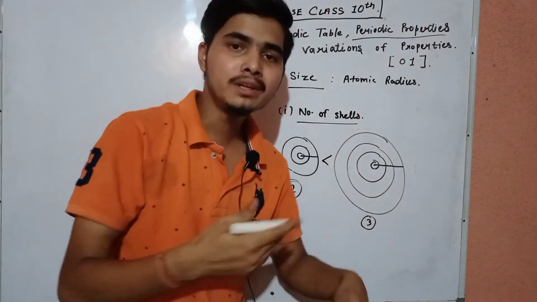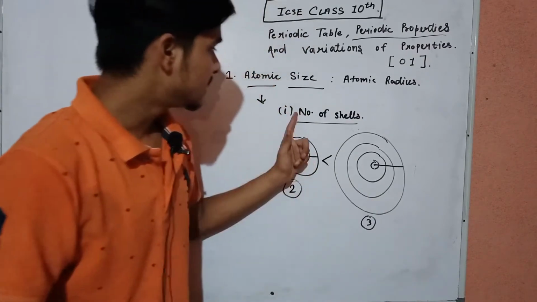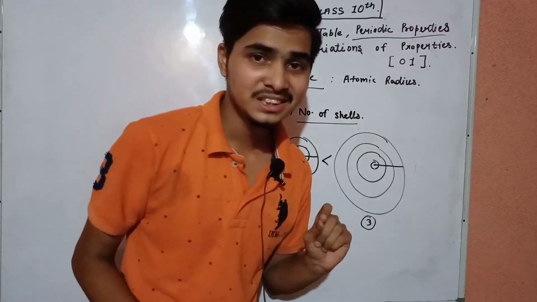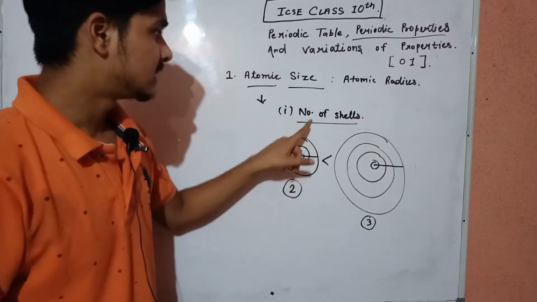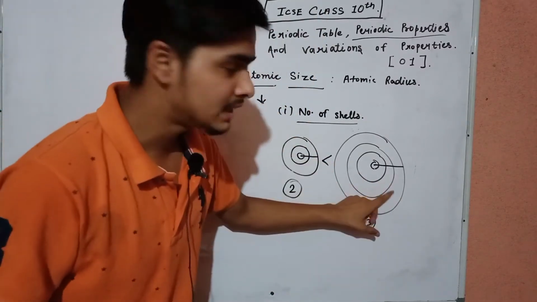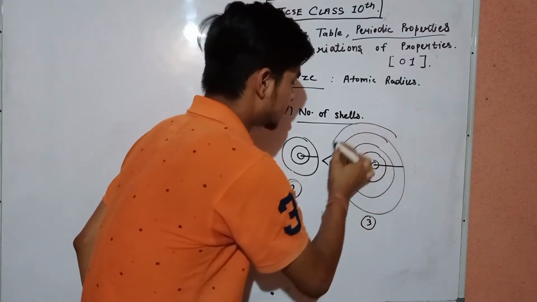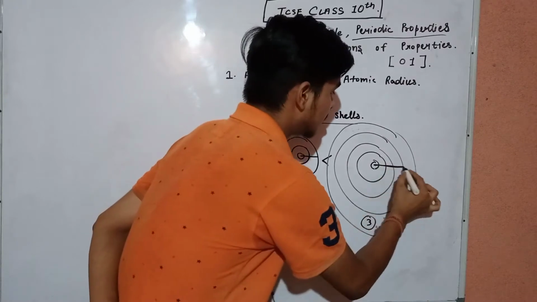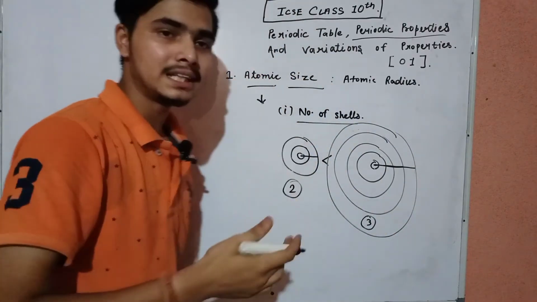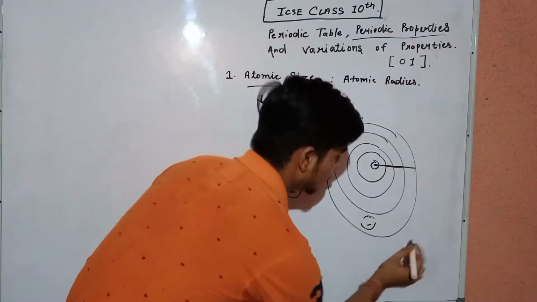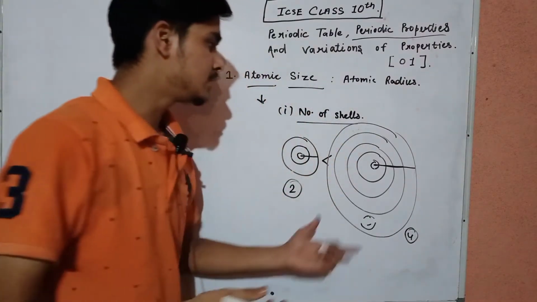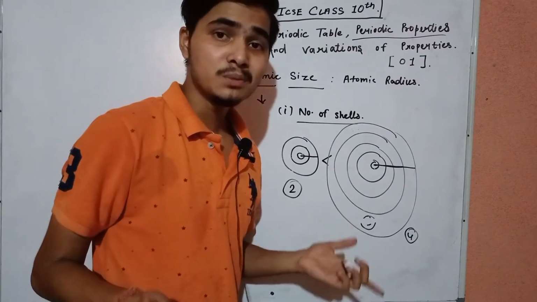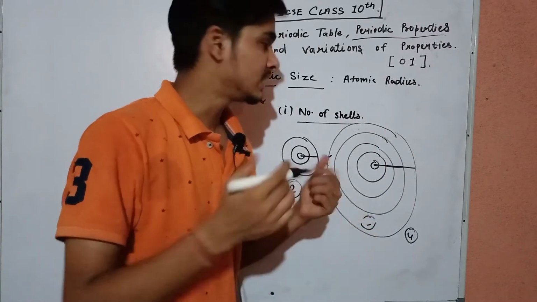So if we increase the number of shells, the atomic size would increase, yes or no? Suppose I make one more circle here, meaning one more shell, then the number of shells increases. Now it becomes 4. So now the number of shells is 4, and you will see that the atomic size has also increased.